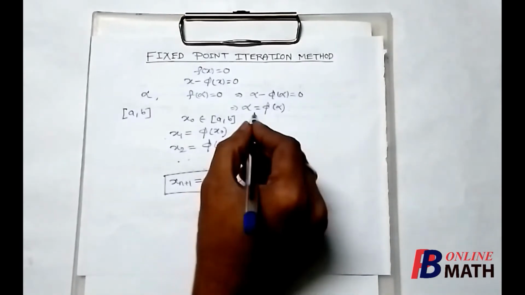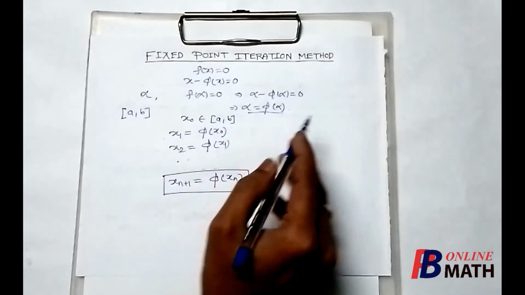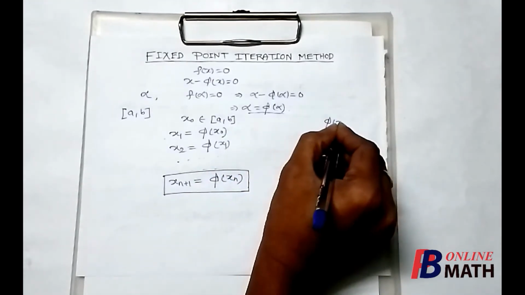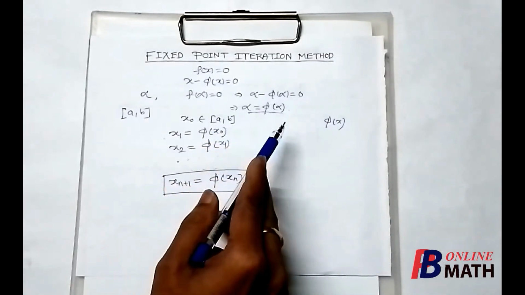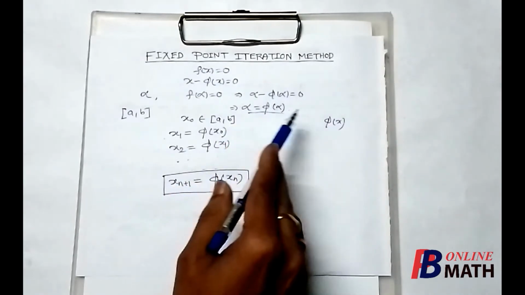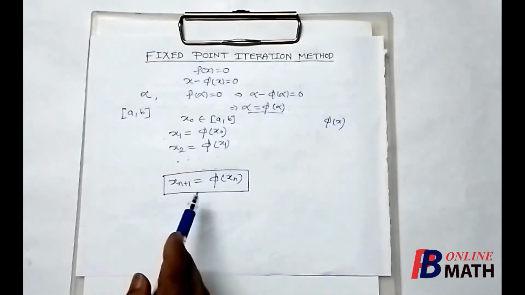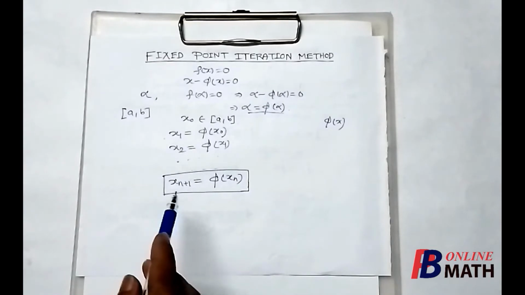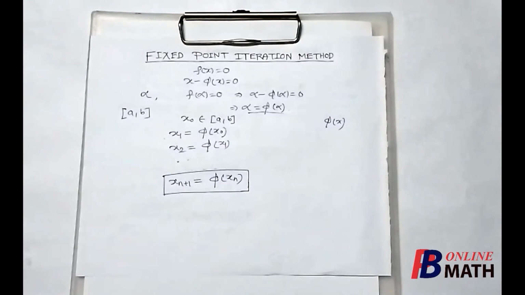Now if we look at this equation, alpha is a fixed point of the mapping phi(x). That's why this method is called the fixed point iteration method, because the exact root alpha is a fixed point of this mapping phi(x). Using this iteration formula we shall get all the approximations, and we shall stop computing once we get the approximate root correct up to the desired order of accuracy.